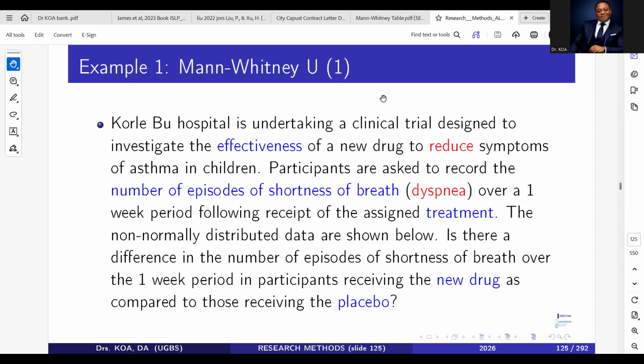The non-normally distributed data are shown below. Is there a difference in the number of episodes of shortness of breath over the 1-week period in participants receiving the new drug as compared to those receiving the placebo?